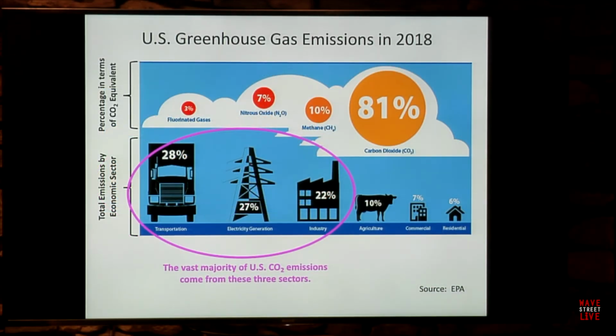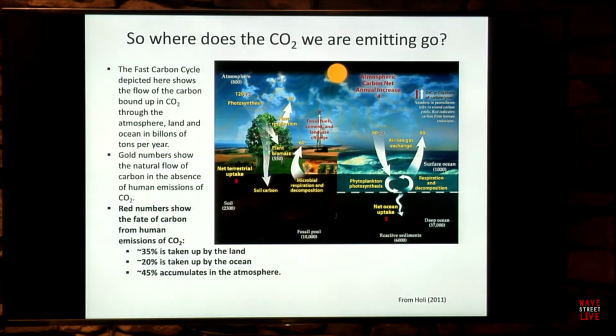source of CO2. And by the way, this is the kind of thing we're going to be talking about in more detail in lectures 4 and 5. We're going to be talking about the technologies that are available to mitigate these kinds of emissions. So where does all that CO2 we're emitting go? Well, this is a depiction of the fast carbon cycle.